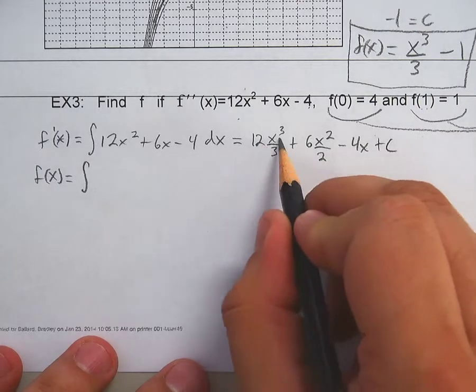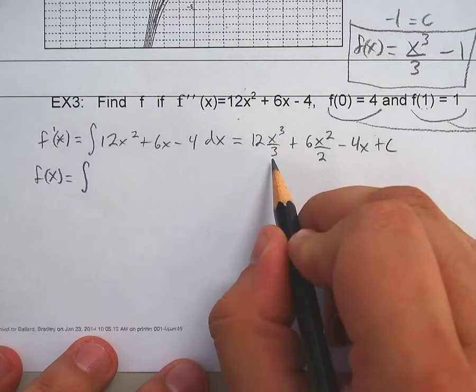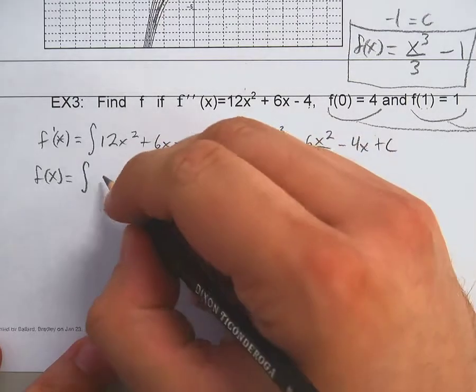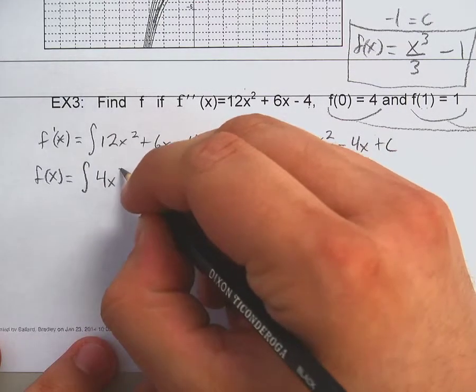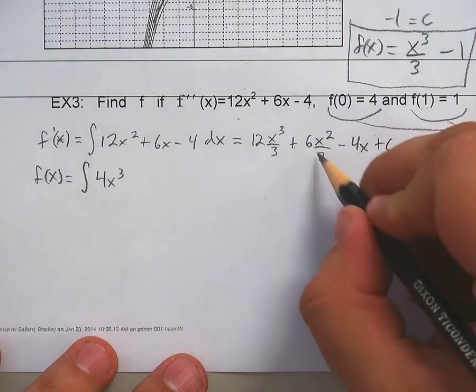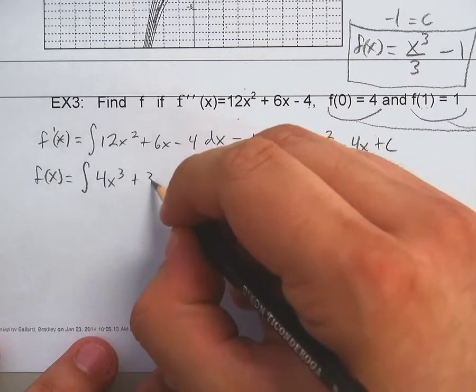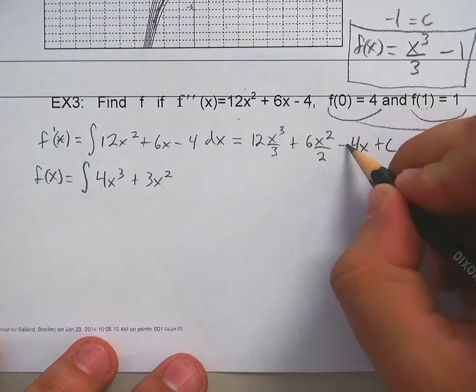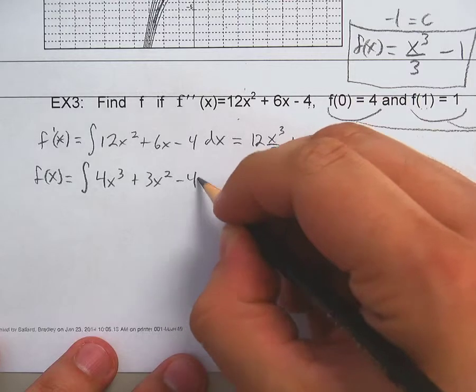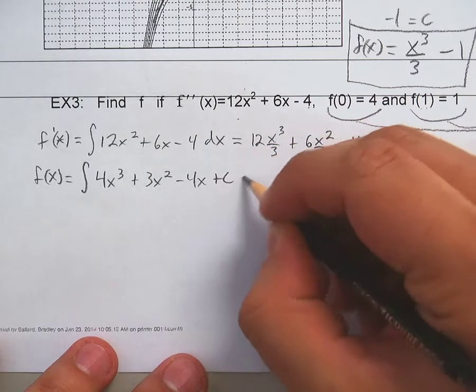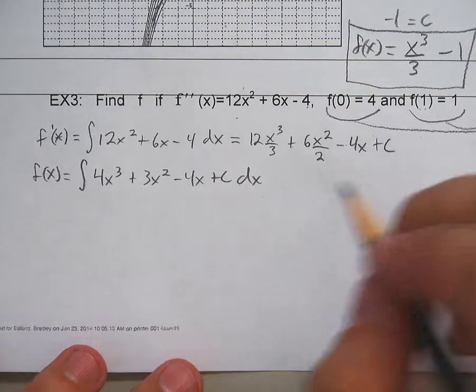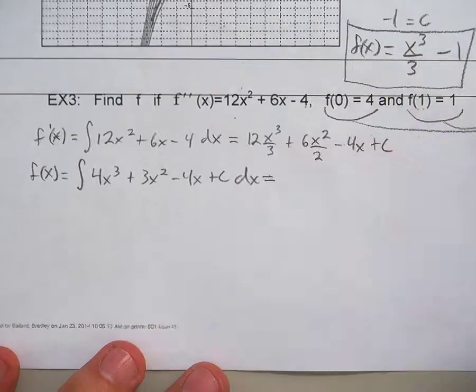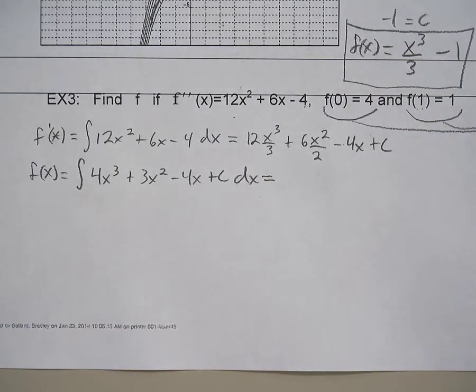Now 12x cubed over 3, 12 over 3 is 4, right? 4x cubed plus 3x squared minus 4x plus c dx. Now again, I don't know what c is yet. I've got to figure that out. So let's integrate it.